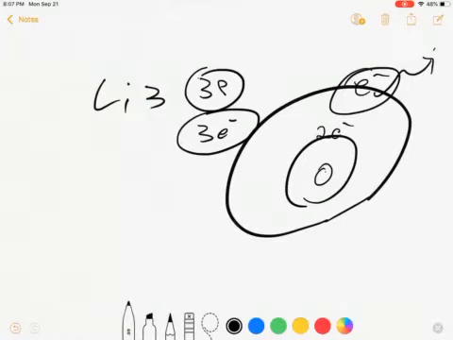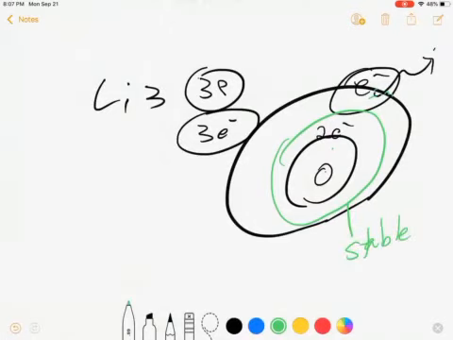Because it gets lost, it leaves, and the inner shell becomes our valence shell because this electron's no longer around. And if that one's gone, it has a full valence shell, and because this is the lower shell, this is now stable. But we still have that issue because we lost an electron. Now we have 2 electrons. And so what happens with lithium is it becomes an ion with a +1 charge.